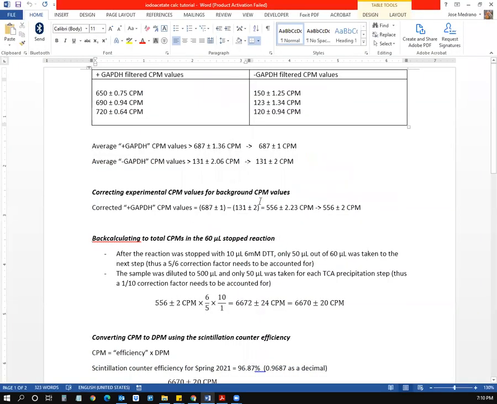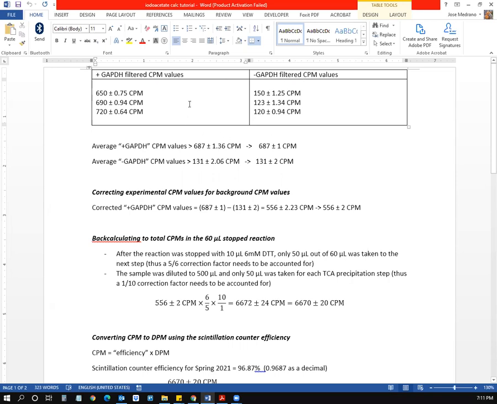So I have the sample calculation to help you progress forward with the calculation, starting with your 3 individual plus GAPDH filtered CPM values and minus GAPDH filtered CPM values. So these were the 2 reactions that I was talking about. For this specific calculation, you will not be using any of the direct spots. You're not going to use any of the 3 plus GAPDH direct spots, nor the 3 minus GAPDH direct spots.